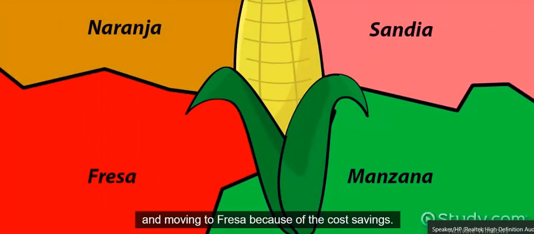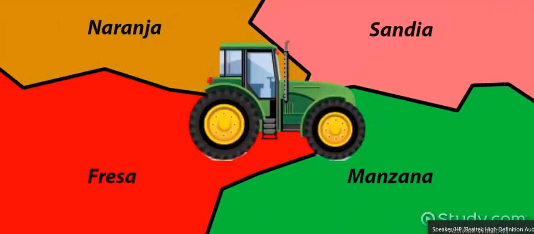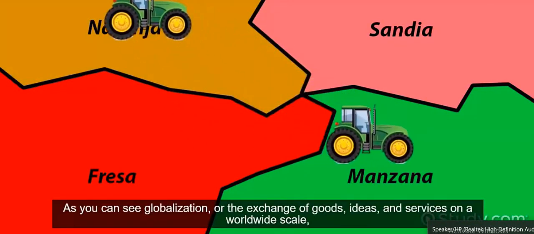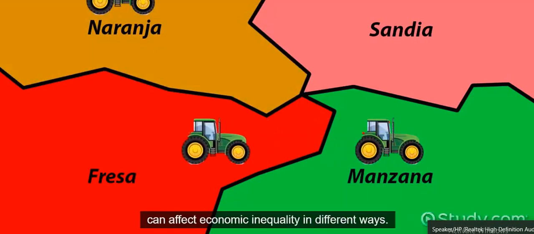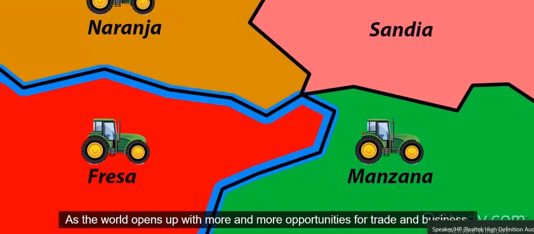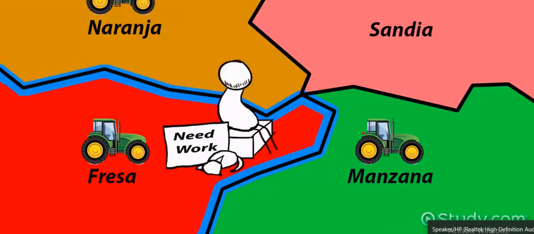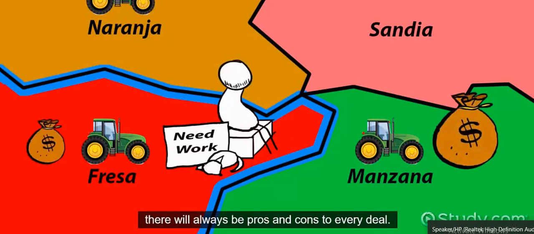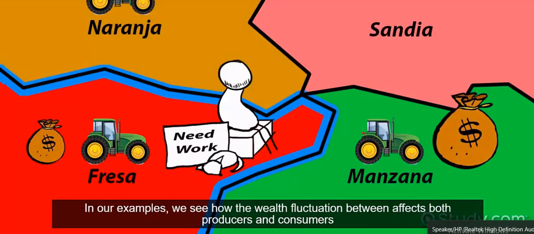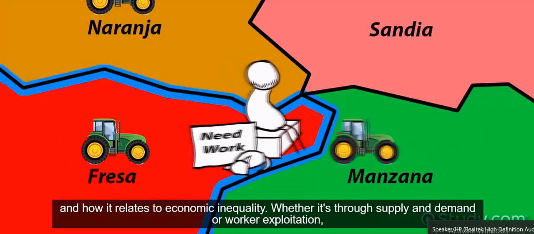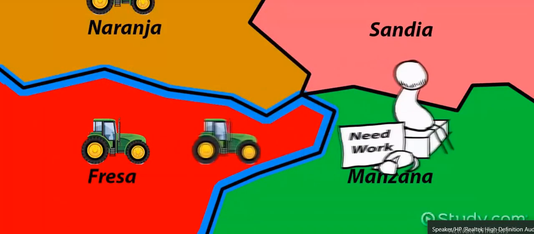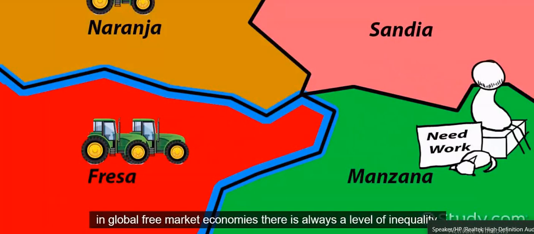Let's take another look at the countries from our previous example. Instead of corn, let's look at the production of tractors in Manzana and Naranja. Both countries make quality tractors, but Manzana is looking to become the leader. In order to maximize their profits, Manzana has opened up a plant overseas in Friesa. Many farmers in Friesa are out of work and are willing to work for much cheaper than their counterparts in Manzana. This means that Manzana can produce their tractors much cheaper than before, but sell them at the same price. The workers in Manzana are now losing their jobs as tractor plants are closing and moving to Friesa because of the cost savings.